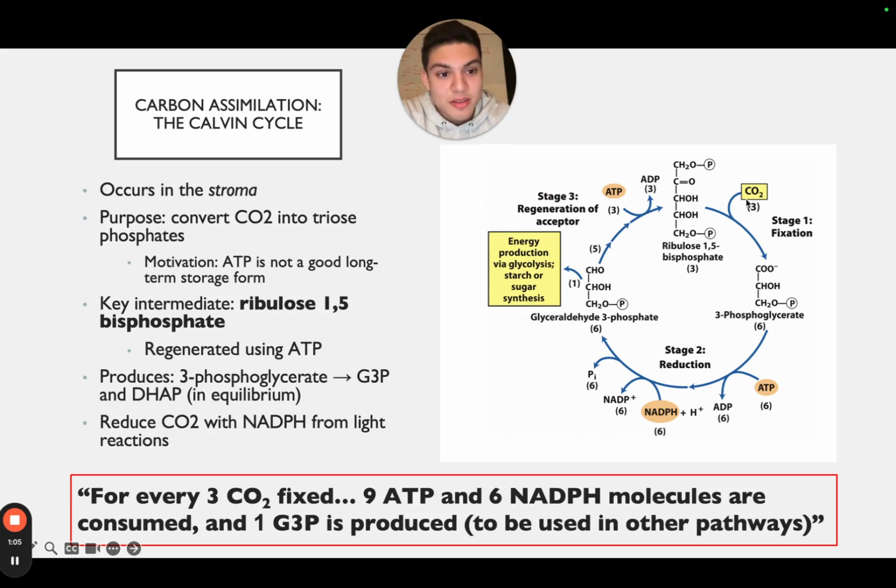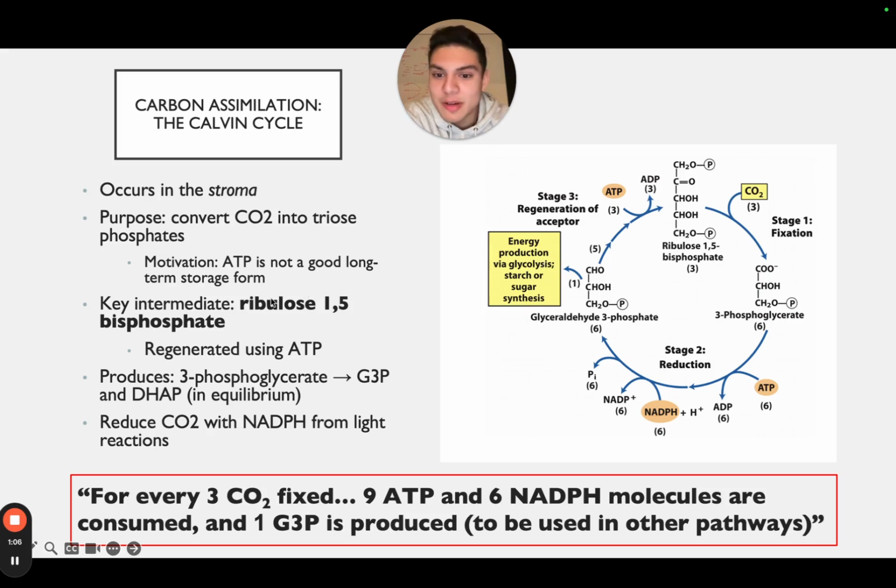When there are 3 CO2s that are fixed, we form 9 ATP, 6 here and 3 here, and then we consume 6 NADPHs, and 1 G3P is produced as a result. So we'll explain this in detail.